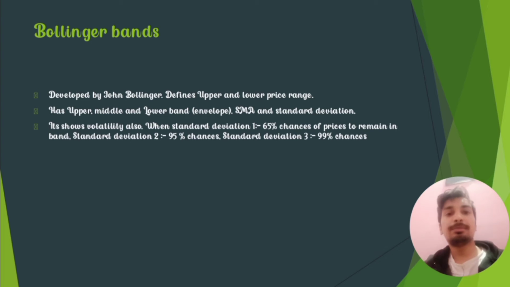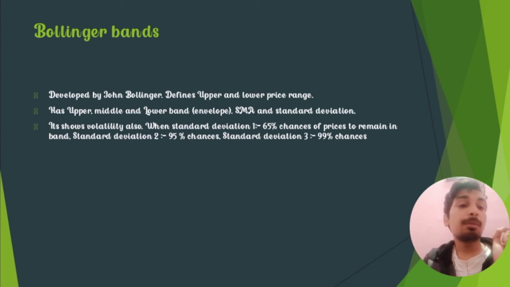Now you have Bollinger Bands. What is a Bollinger Band? It was developed by a person called John Bollinger. It defines the upper and lower price range. It is just like a moving average indicator. It is made from that, but it shows you the support.